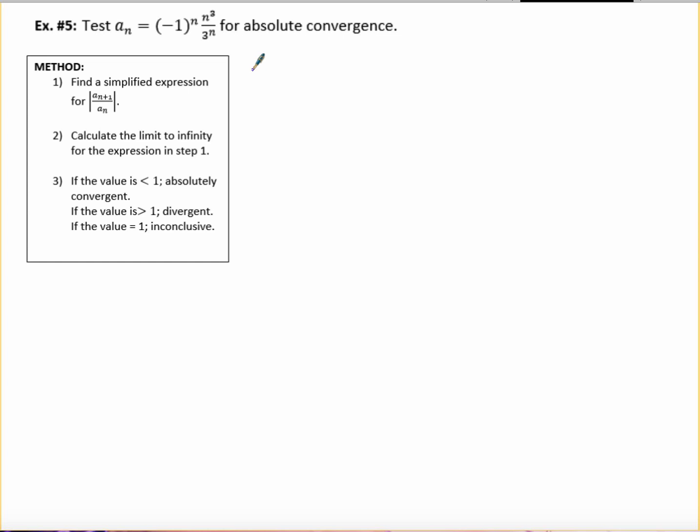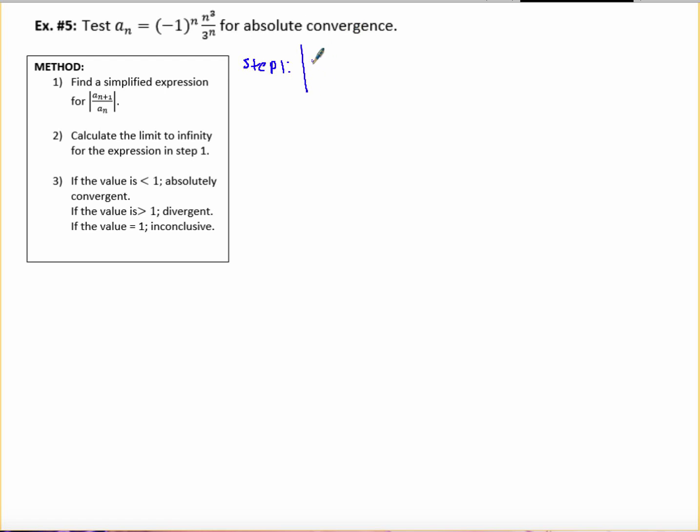Step number 1, we're going to find a simplified expression for the absolute value of a sub n plus 1 divided by a sub n. So I'm going to go ahead and do that first. So that's my step 1. I do like to write down my steps. Keeps me organized, you know me.